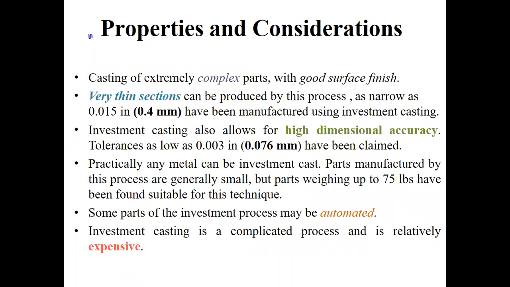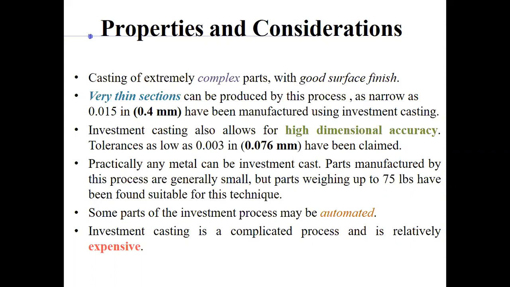You see properties and considerations when going for investment casting. Classes of extremely complex parts, as I was talking about, with good surface finish. If you are considering complex parts and good surface finish, this is one option, investment casting. Another thing is very thin sections. To give you an idea, 0.4 mm is possible. Thin sections of 0.4 mm dimensions have been manufactured using investment casting.